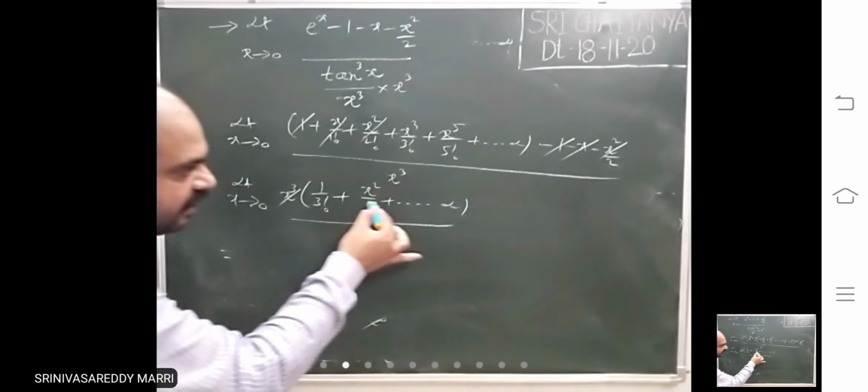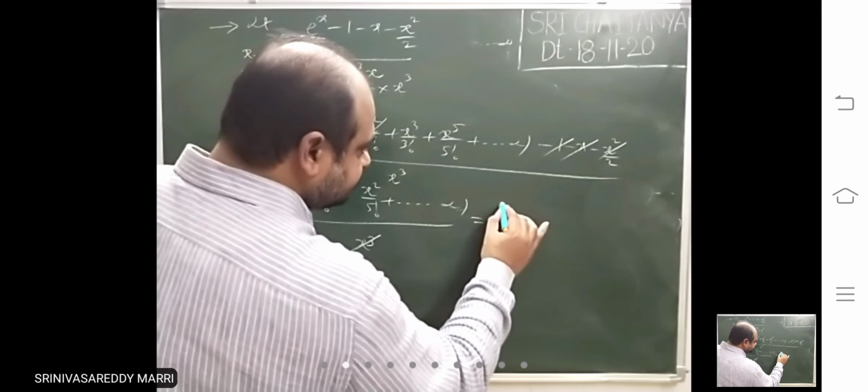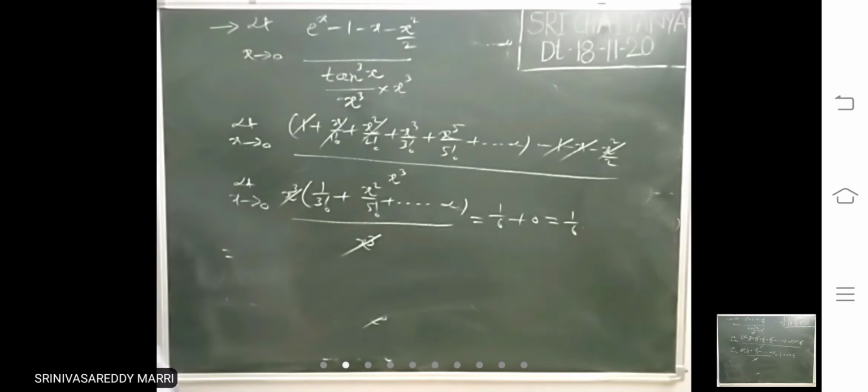So therefore these all terms will contain x. That means 1 by 6, substitute 0: 1 by 6 plus 0. That means the limit is 1 by 6. Like that you can evaluate easily.